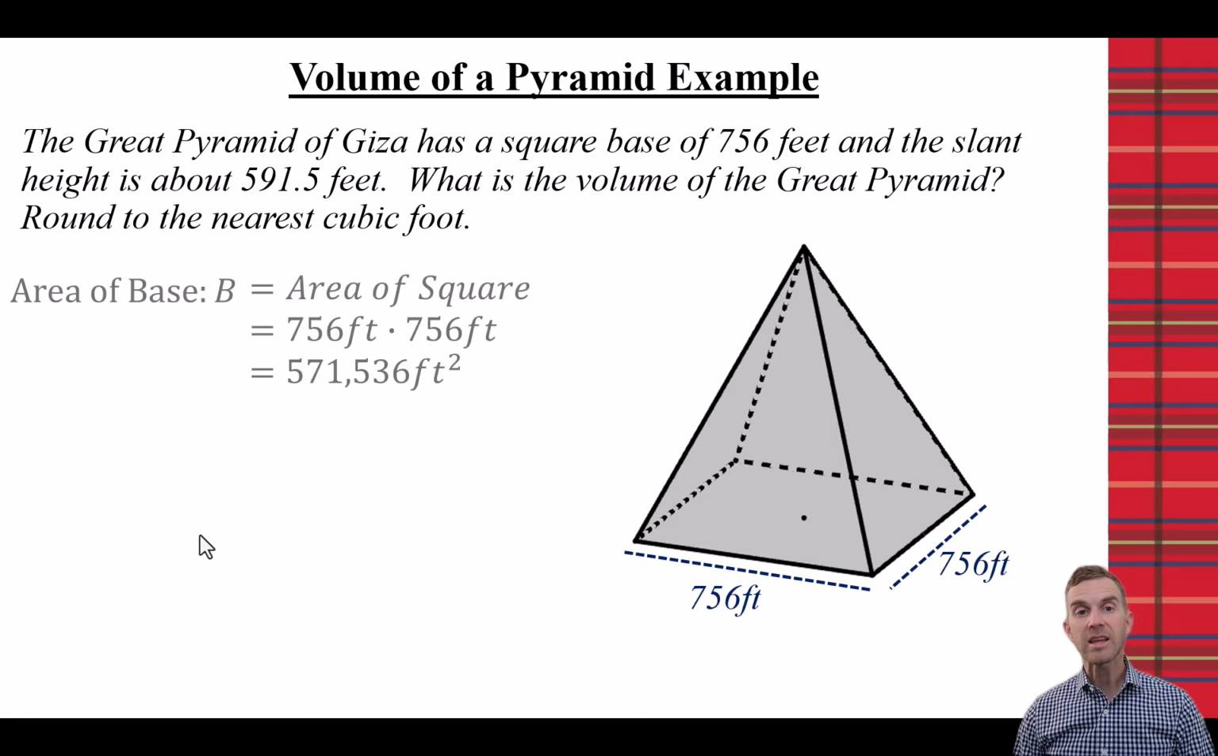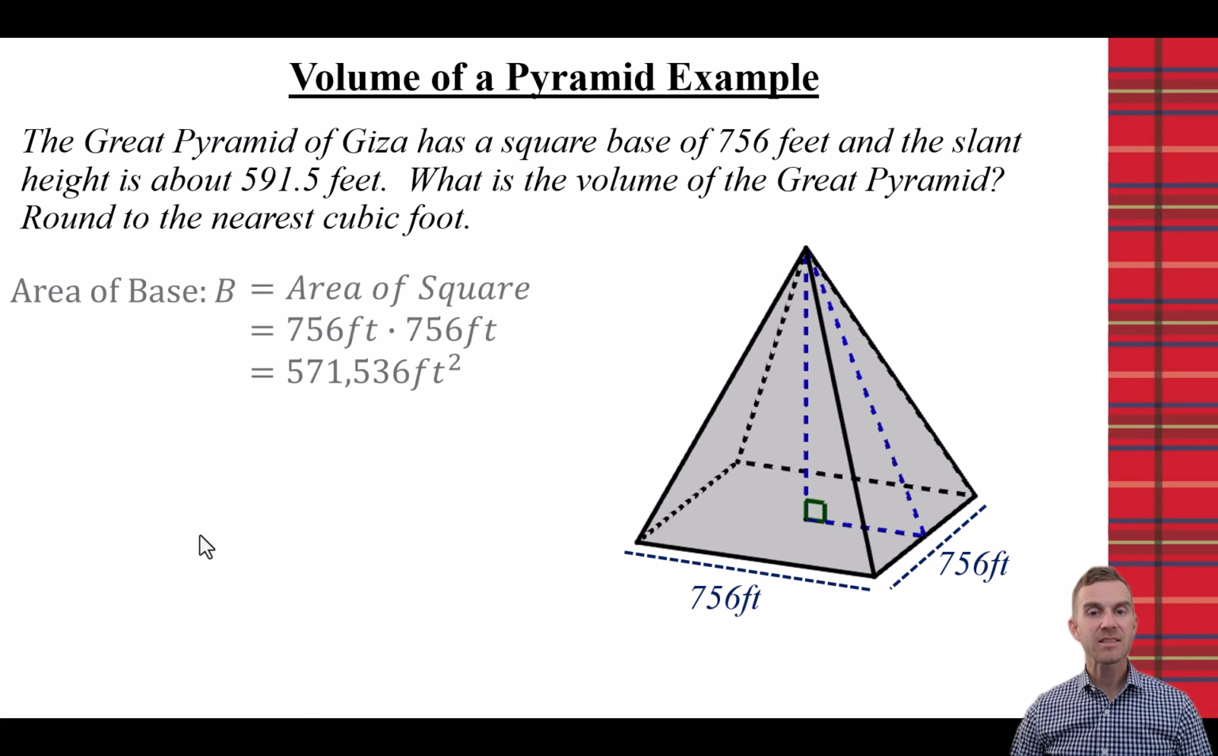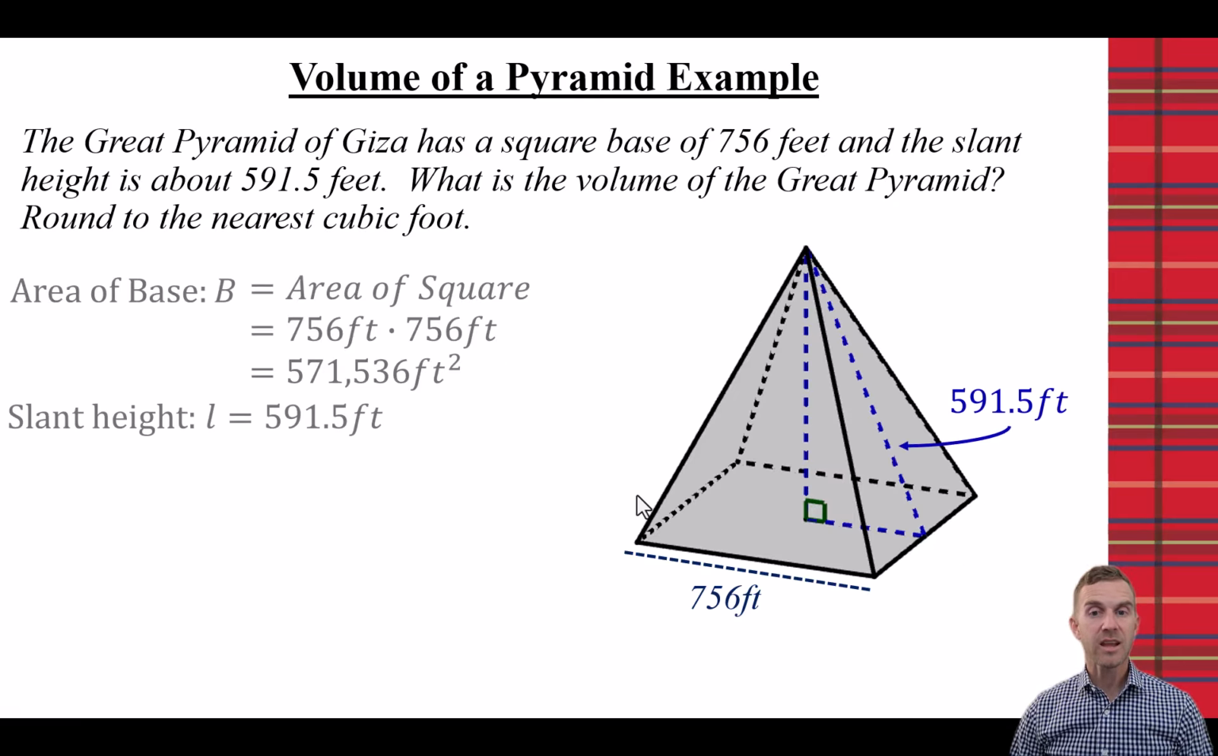The next thing we need is the actual height of the pyramid. Now you have to remember, where does height exist in a pyramid? It exists in the dead center of the pyramid. So that means it's halfway from one side to the other of our square pyramid, and we're also provided the slant height. So let's label the parts we have. We have the slant height, which is 591.5 feet, and then we have halfway to the height, which is 378 feet. Now, what do we notice we have here?